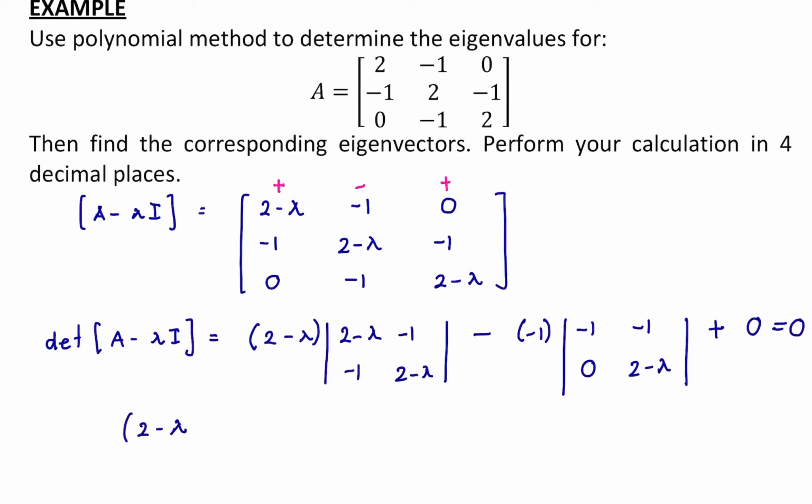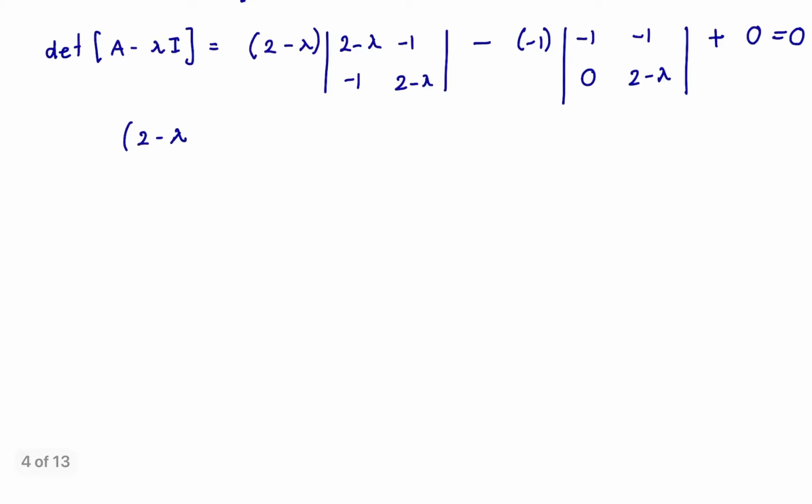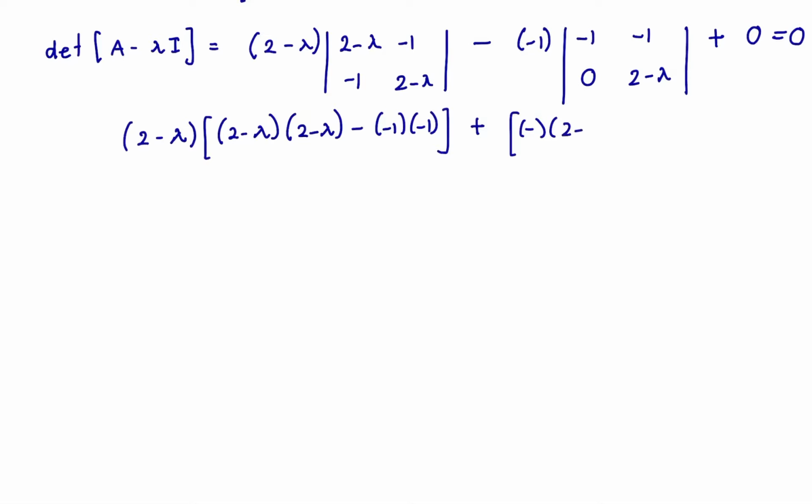So 2 take away lambda. Let me just bring this up. Right. So 2 take away lambda. So let's multiply that. Okay, so that's going to be 2 take away lambda times 2 take away lambda, take away minus 1 times minus 1. Alright, so negative times negative, that's a positive. So this is going to be minus 1 times 2 take away lambda, take away 0. That will be equals to 0. Okay, let me just write 2 take away lambda out here. Alright, now expanding.